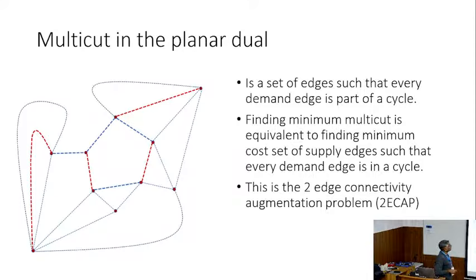So the multi-cut in the planar dual is a set of edges such that every demand edge is part of a cycle. Every demand edge in the dual graph. Right, and you can convince yourself about that, hopefully. Let's see why. So this demand edge is going to be on this cycle, which is going back here, going here, going here, and going there. So every demand edge will be on a cycle.